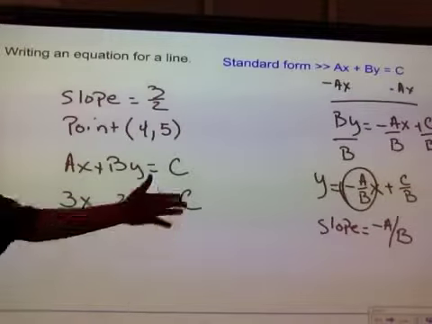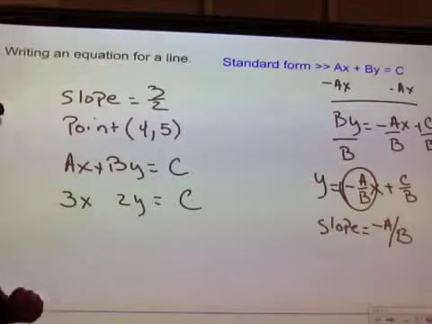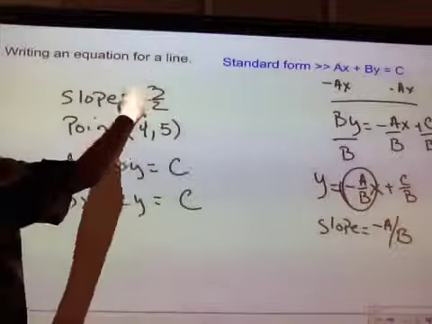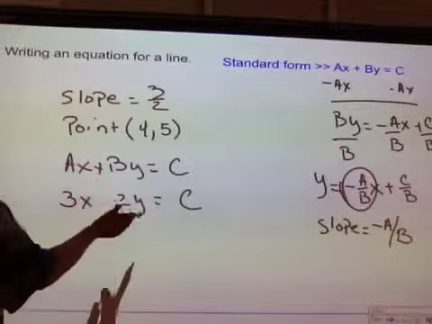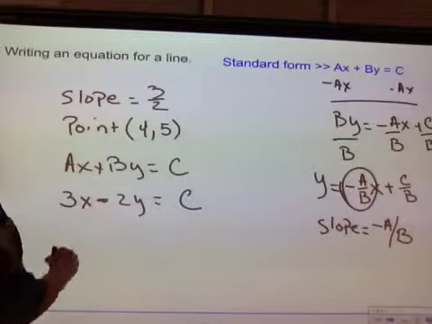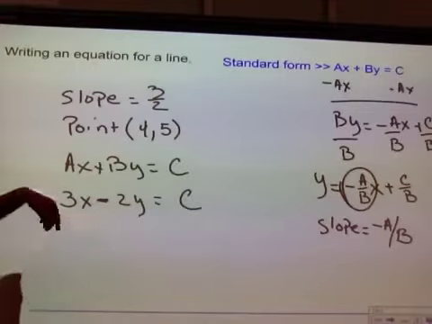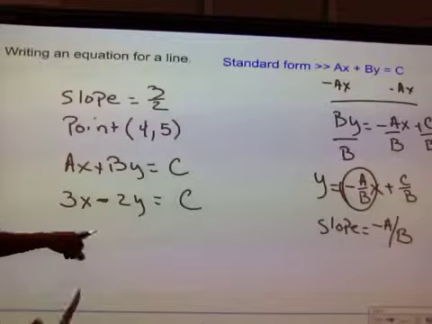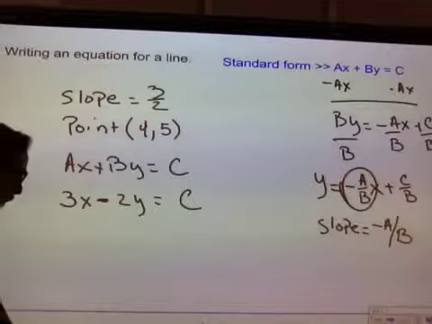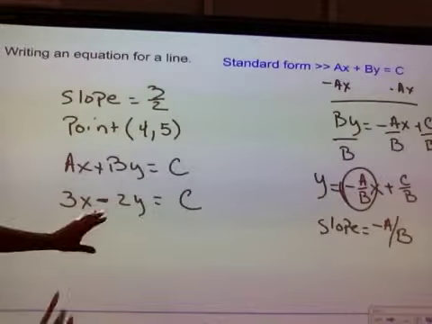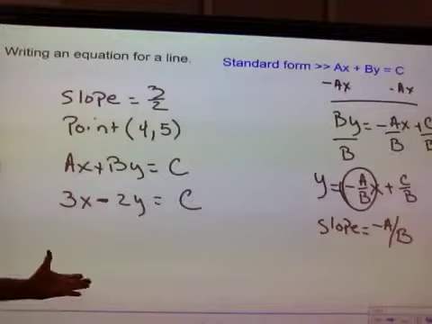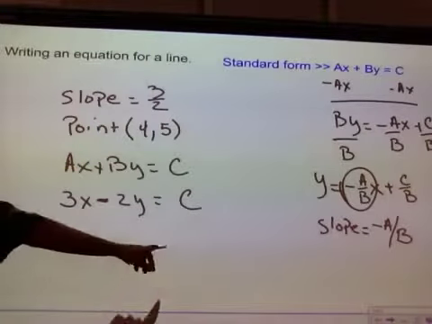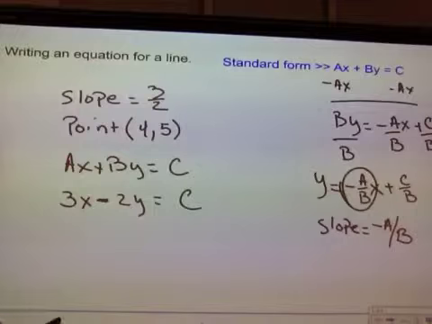Now, because the slope is the opposite of a over b, if my slope is positive, which it is, I'm going to need a minus sign in between here. Now, if the slope was negative, I would have a plus sign over here. So there's the beginning of it right there. We're almost done. Now the question is, how do I find out what c is?